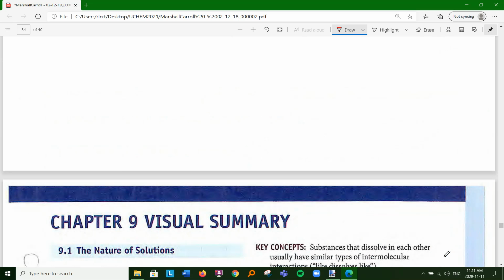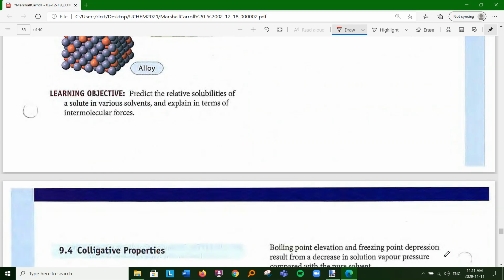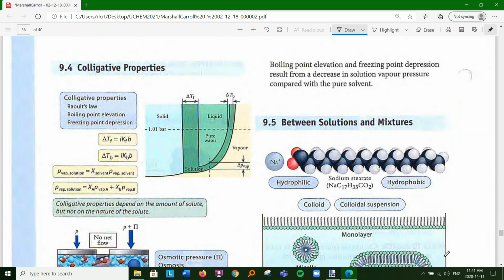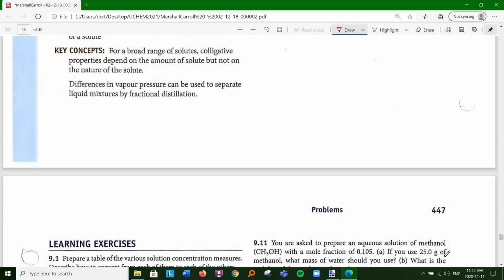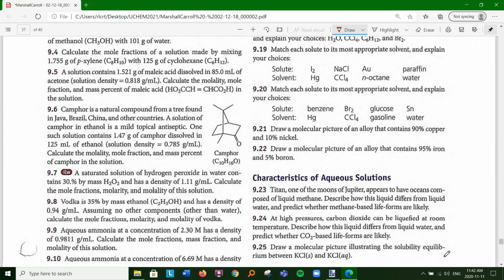So really the big chunks in this chapter are 9.1, just to get the nature of solutions and those equations. 9.2 a little bit. 9.3 not much. We don't really get into Henry's law. 9.4 is a big one, colligative properties. And 9.5 we omit. Now, before I go to osmosis, I want to do another one about boiling point elevation or freezing point depression.